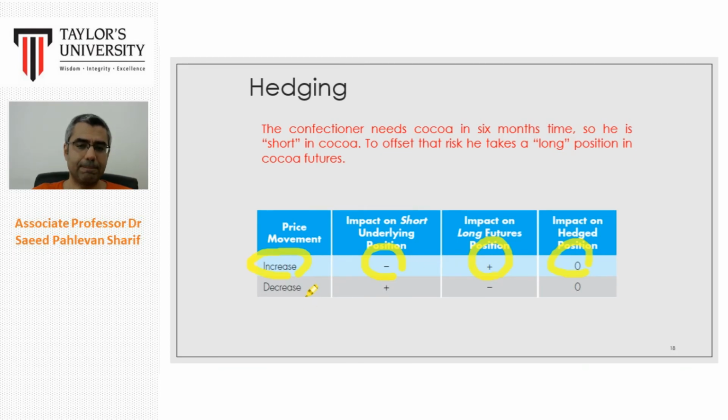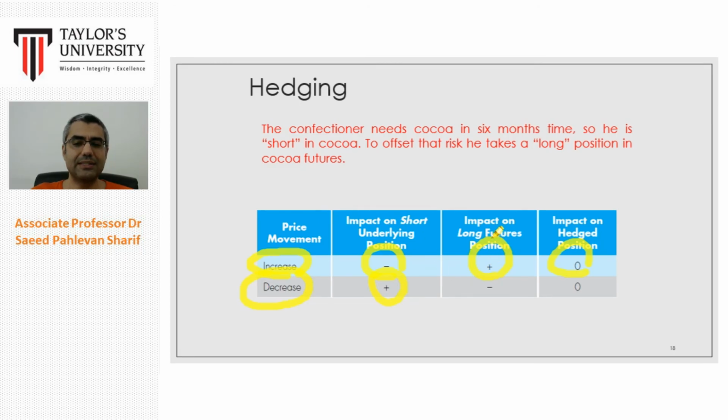What about the scenario when the price of cocoa decreases in the market? If the price decreases in the market, it's good for the short position that he has on the underlying asset. What's the meaning of short underlying position? It means the confectioner wants to buy it 6 months later. So if the confectioner wants to buy it 6 months later, this means that he can buy it cheaper because the price reduced. And it's good news for him. So it means the value of this position increased.